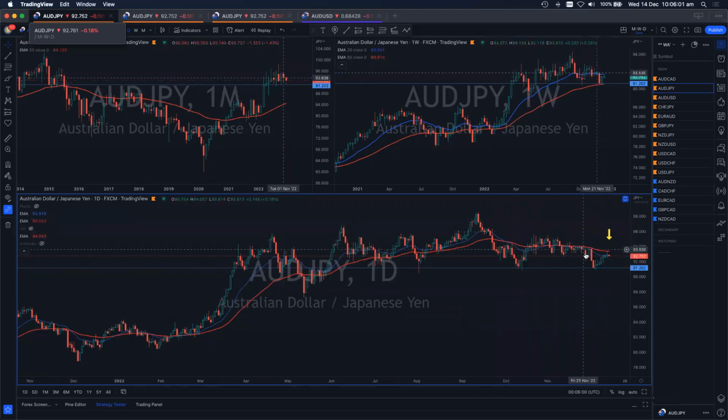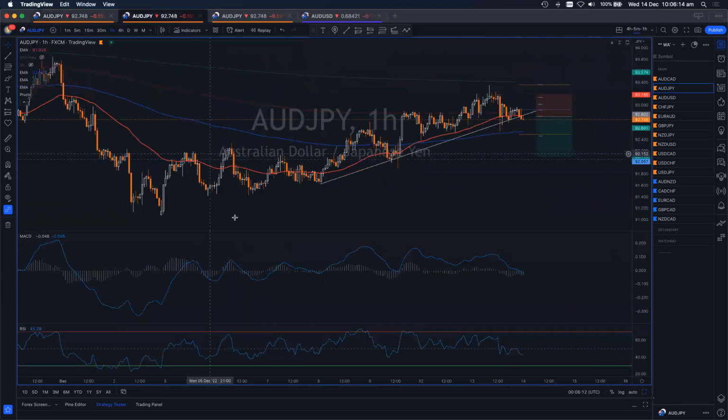The trend, is it down? We've got a double bottom here. Maybe not. Yeah, maybe not because of the double bottom. It's not really a downtrend anymore. It's more of a sideways consolidation.